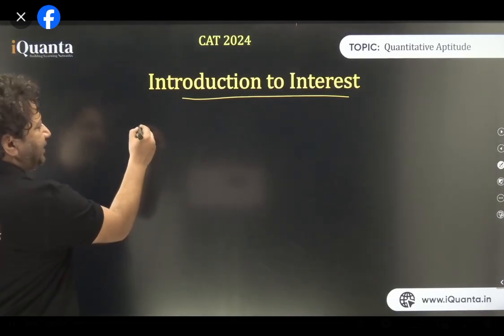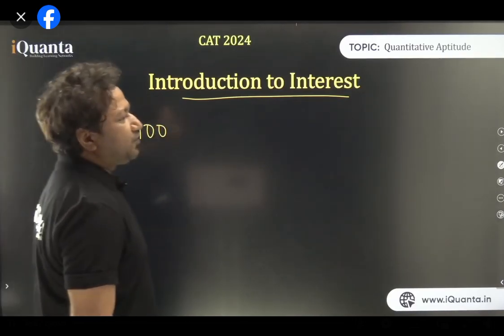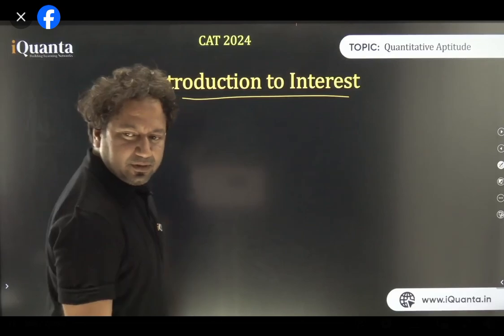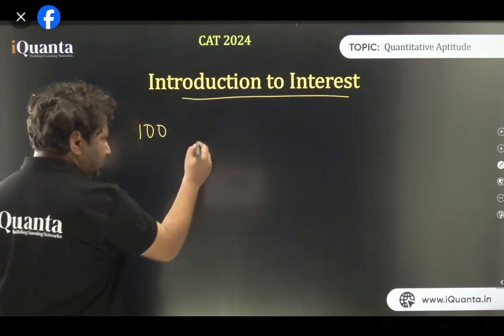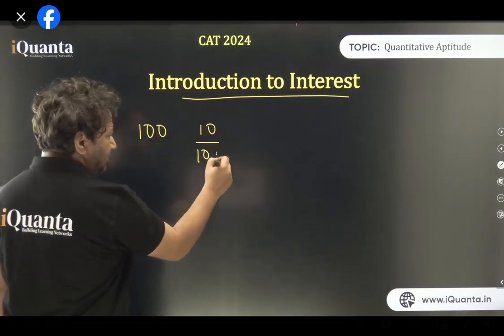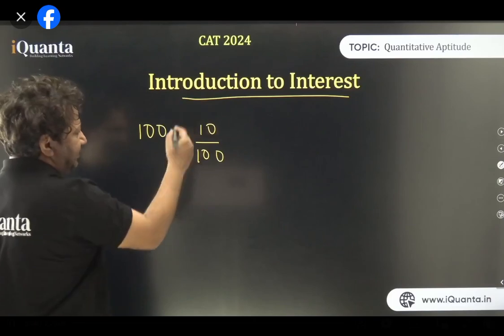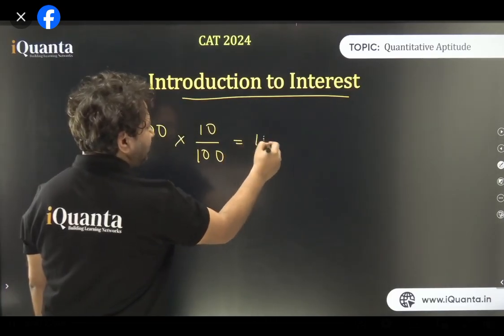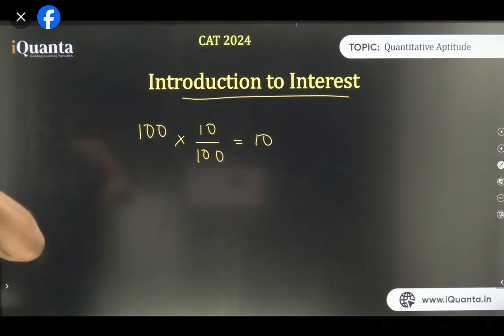Interest. So let's say I give someone 100 rupees and after a point of time he's not returning me the money. I'll tell him that okay, now I'll charge you 10% every month or every year. Let us make it every year. So he will be giving me 10 rupees extra for every year that he has taken the money. All right.